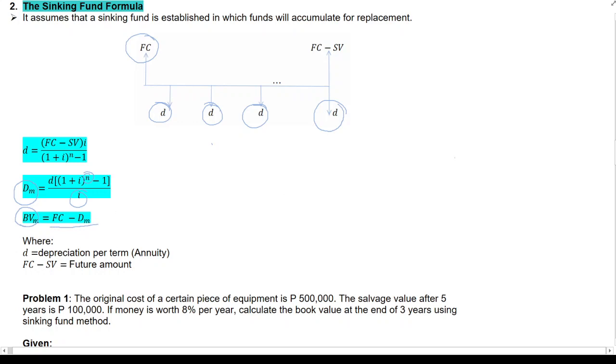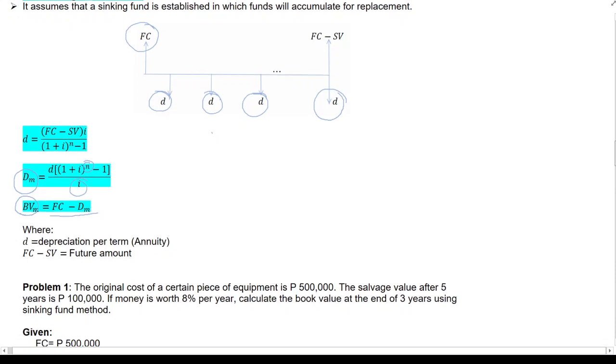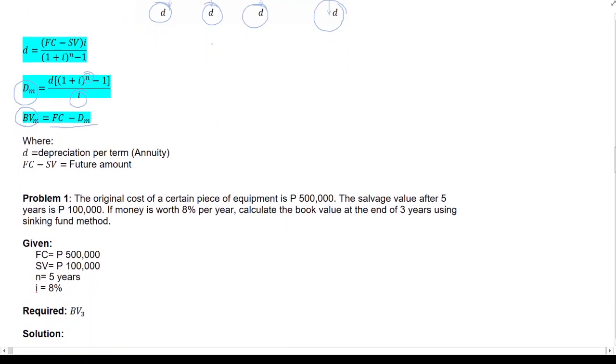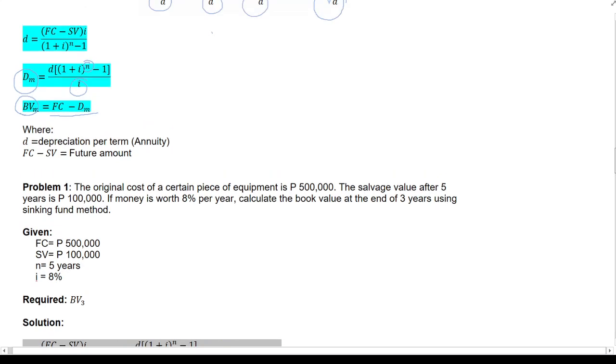So it's the same with the straight line method. If we're going to get the book value, we use that formula also. So okay, the depreciation there is already the annuity for this method, and the first cost minus the salvage value is the future amount or the future cost.